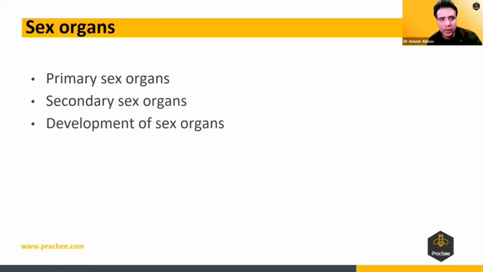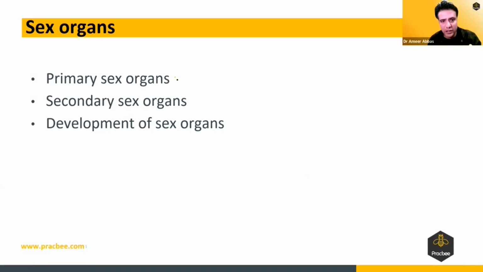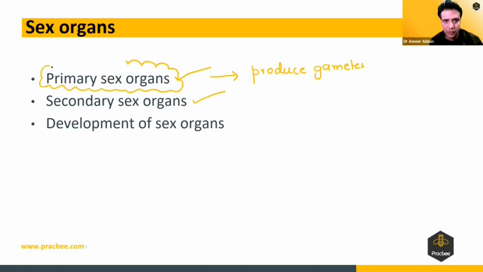So today we will talk about only the male reproductive system. In any reproductive system, we will see two kinds of sex organs. Number one is the primary sex organ, and number two is the secondary sex organ. What is the primary need of the body to reproduce? Gametes. We require gametes, otherwise we will not reproduce sexually. So those organs which produce gametes will be known as primary sex organs.